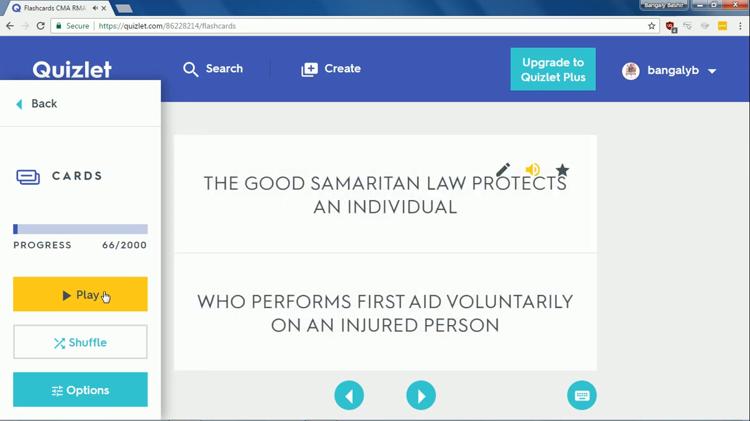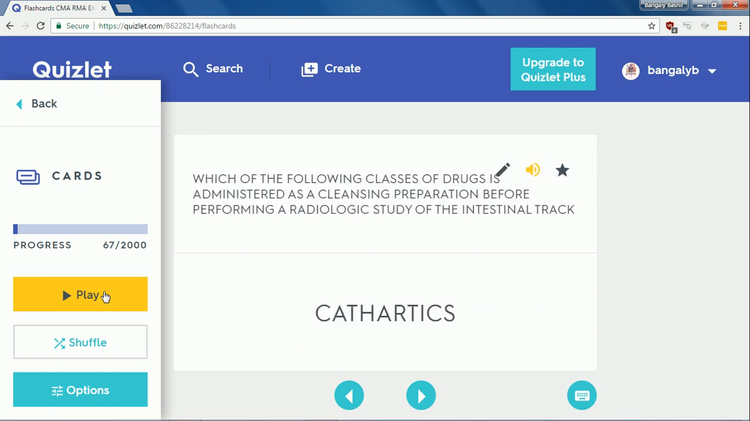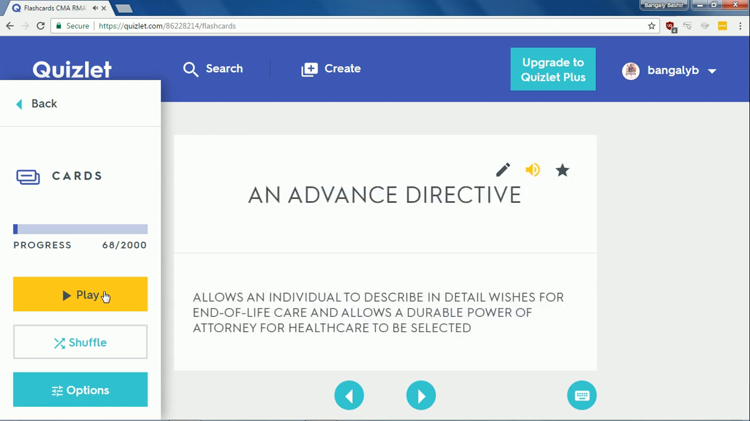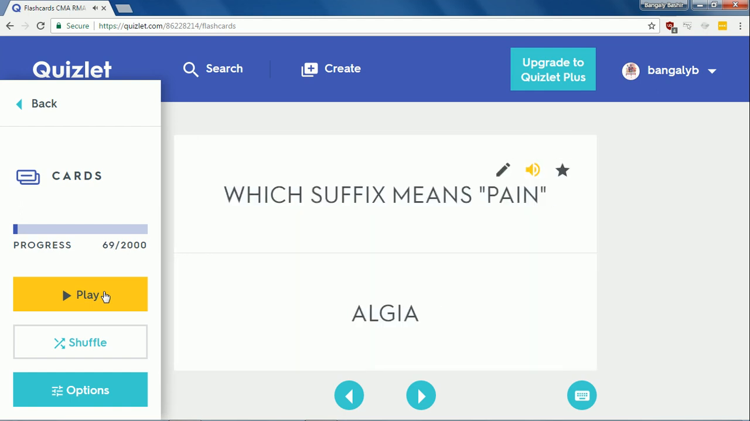The Good Samaritan law protects an individual who performs first aid voluntarily on an injured person. Which of the following classes of drugs is administered as a cleansing preparation before performing a radiologic study of the intestinal tract? Cathartics. An advance directive allows an individual to describe in detail wishes for end-of-life care and allows a durable power of attorney for healthcare to be selected. Which suffix means pain? Algia.